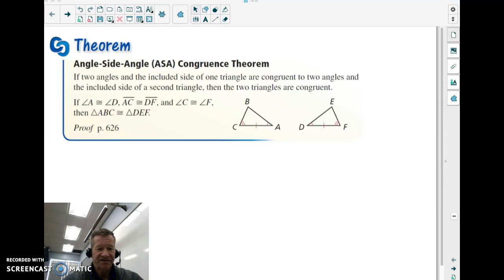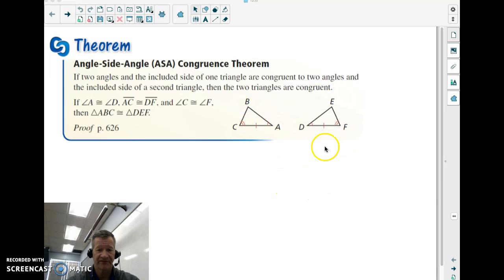Section 12.6, we're going to talk about a couple more congruence theorems for triangles. The first one's called angle side angle. So if two angles and the included side of a triangle are congruent to two angles and the included side of a second triangle, then the two triangles are congruent.